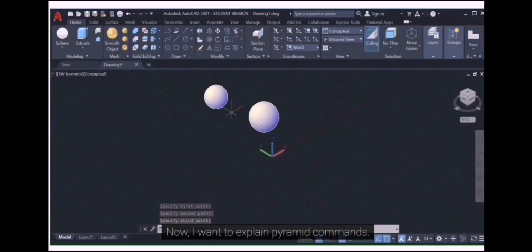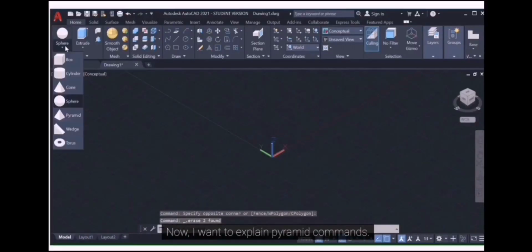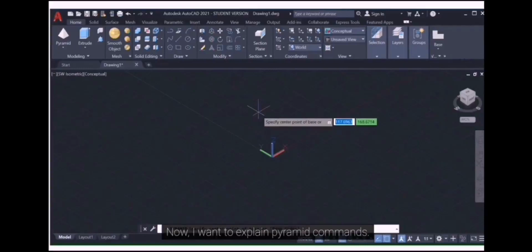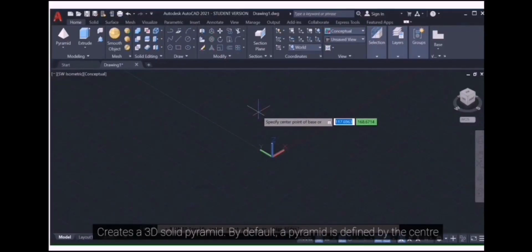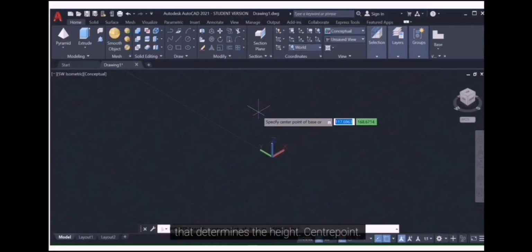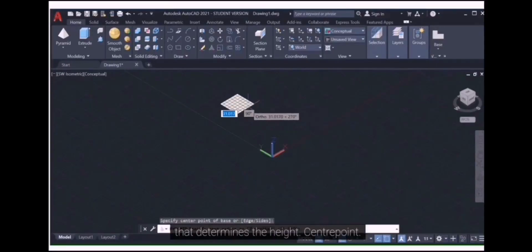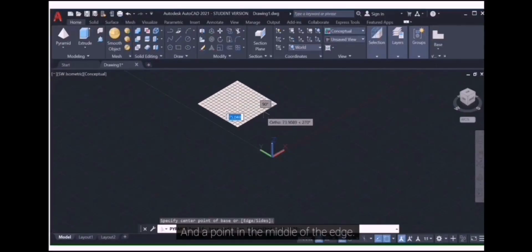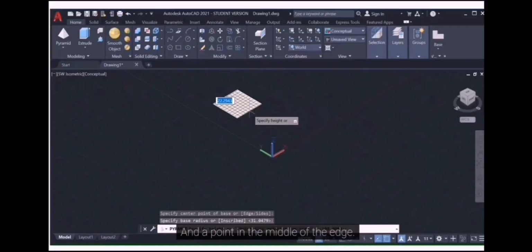Now I want to explain the pyramid command. Creates a 3D solid pyramid. By default, a pyramid is defined by the center of the base point, a point on the middle of the edge, and another point that determines the height. Center point, and a point in the middle of the edge, and the height.